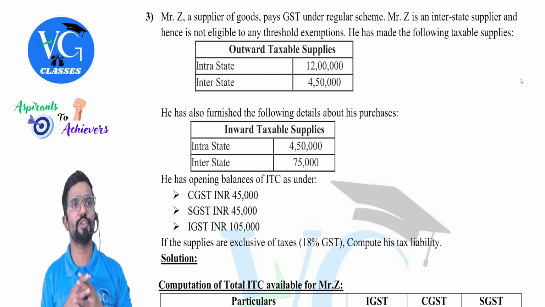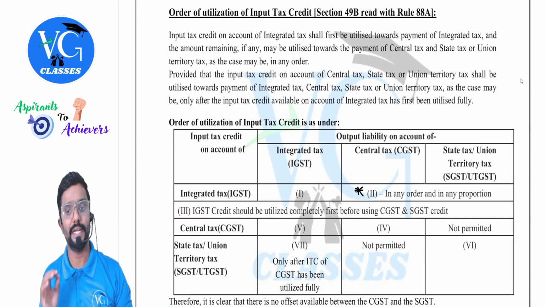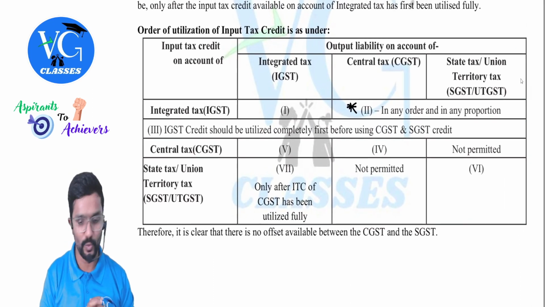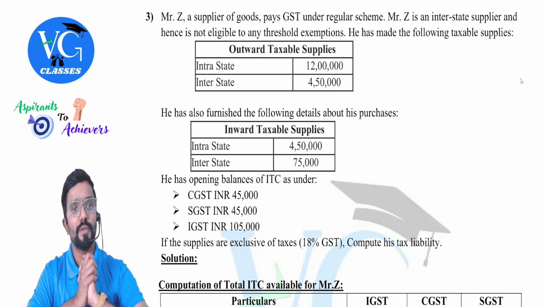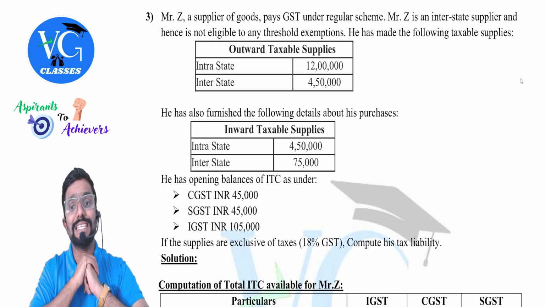It is like a full-fledged question where we will be taking care of utilization of ITC. Especially this table plays a major role. Okay, sir, let me read it. Question number 3. Mr. Z, a supplier of goods, pays GST under the regular scheme. That means section 9. Mr. Z is an interstate supplier and hence is not eligible for any threshold exemption.